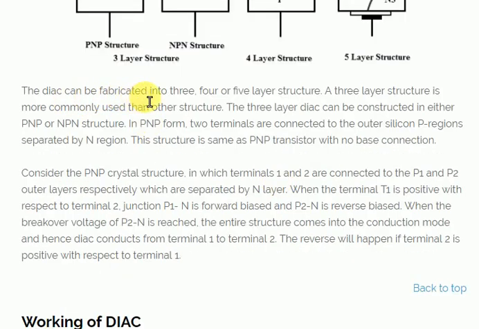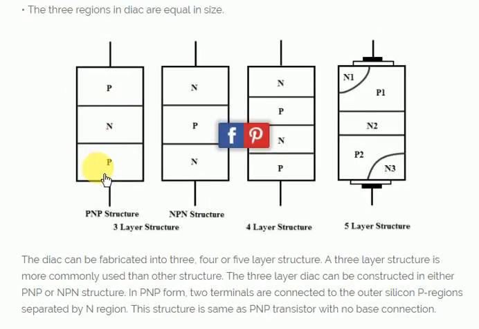The diacs are fabricated in a three, four, or five layer structure. A three-layer structure is more commonly used than the others. The three-layer diac can be constructed in either PNP or NPN form. In PNP form, the two terminals are connected to the outer P regions separated by an N region. This construction is the same as a PNP transistor with no base connection. This is the diac with no base connection.